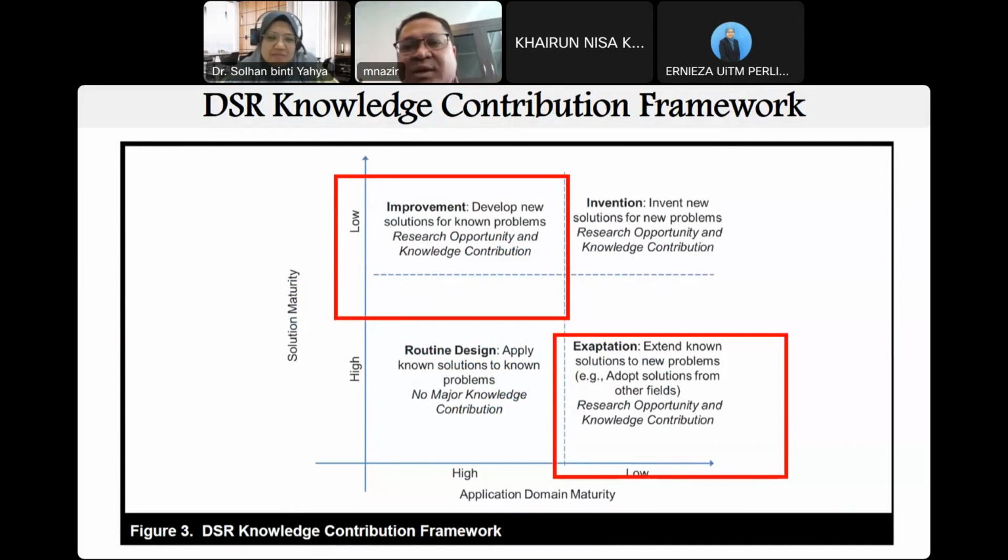Cuma student selalu terbabas. Kadang-kadang dia terlalu ambitious, dia kata saya punya ni invention doktor. Jangan. Invention ini selalunya ialah orang yang pertama, first researcher yang point up benda tu. Contoh, you lah orang yang pertama membuat decision support system. You boleh claim invention. Okay?